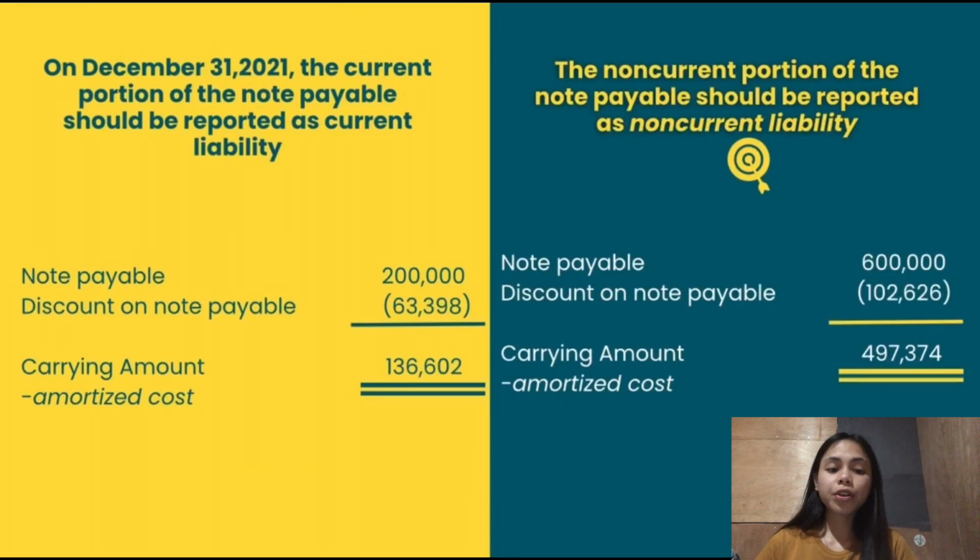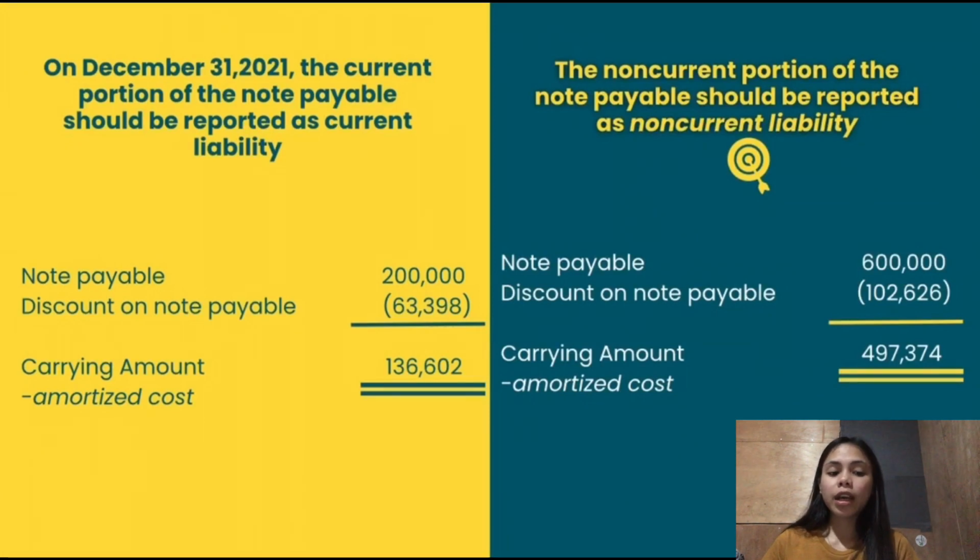So, as of December 31, 2022, our current liability is 136,602. So, how did we get that? For December 31, 2023, we have the 200,000 annual installment minus our interest expense, which is 63,398. Then we will get our current liability of 136,602. And the non-current portion of the note payable should be reported as non-current liability.